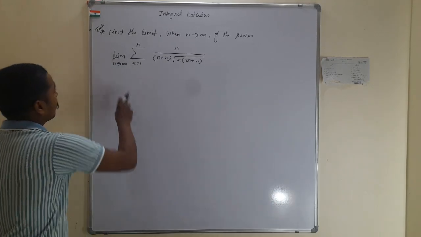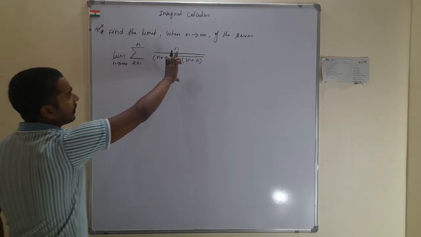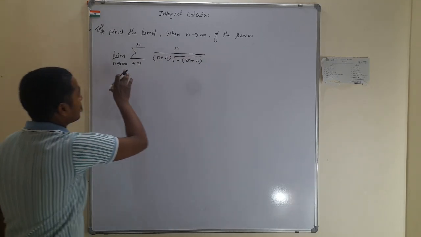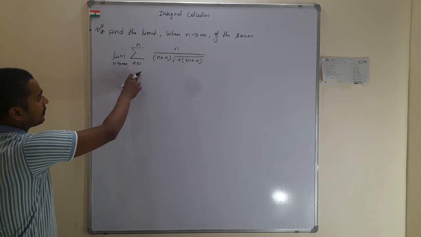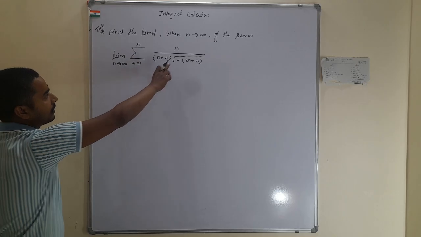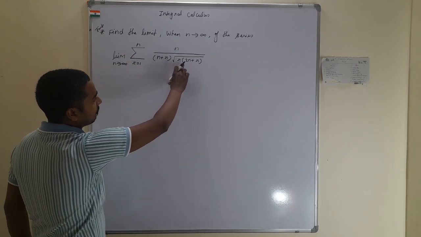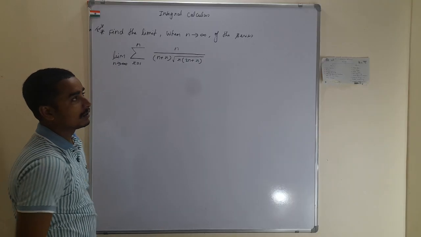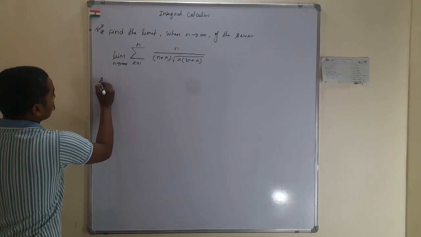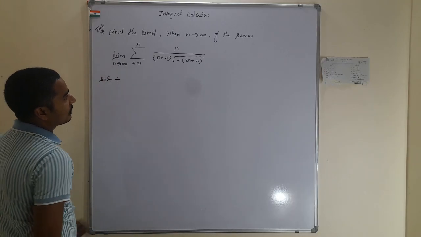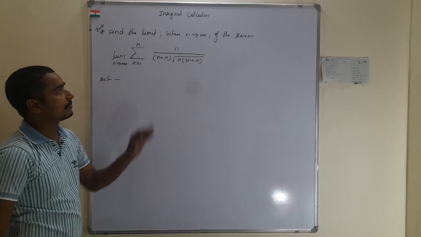The question is given here. Find the limit as n tends to infinity of the series, summation r equals 1 to n of n upon (n plus r) under root of r into (2n plus r). Let's solve the problem. The question is based on definite integral as a limit of sum.